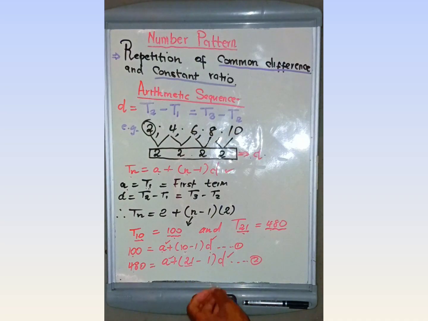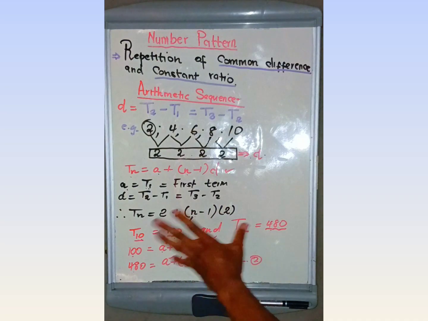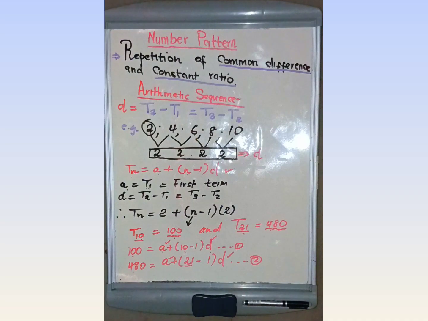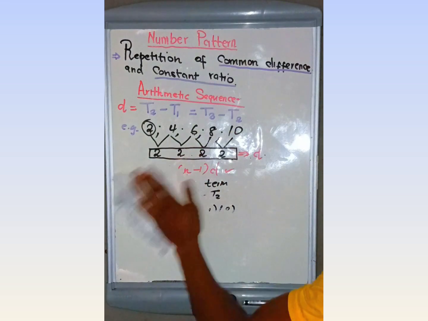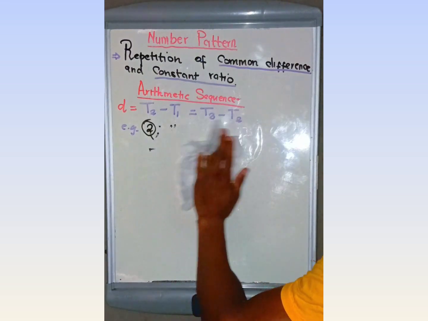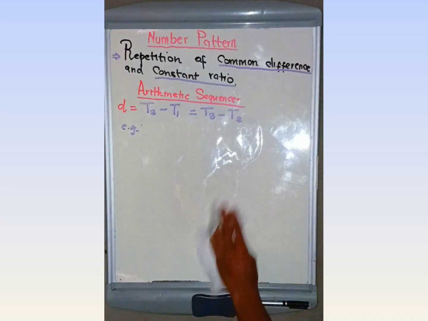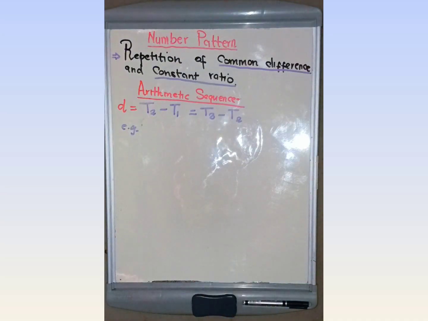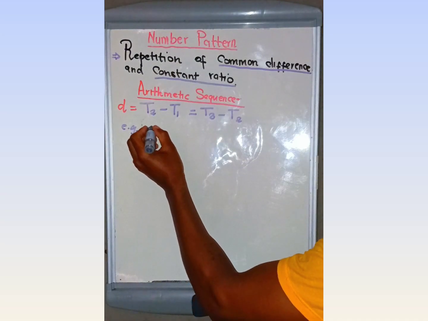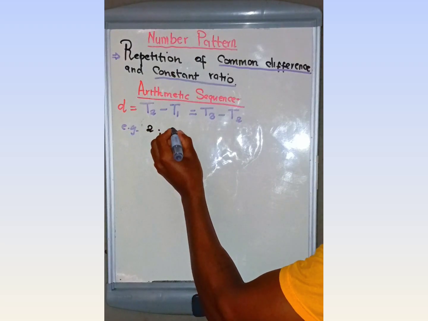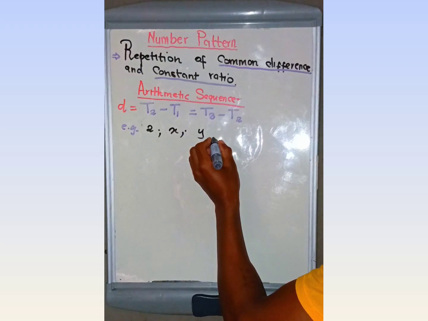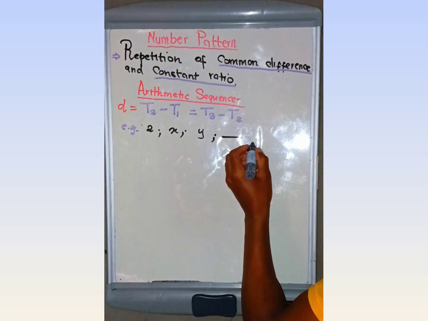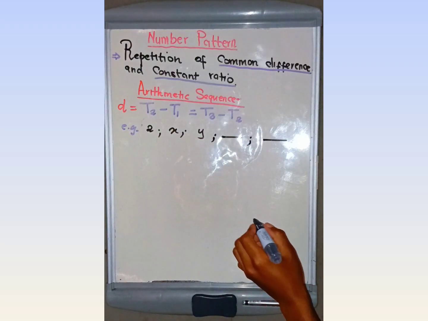Then you just pay more attention to your equations. It's very important to take note that you can also calculate an unknown variable by using the common difference formula. For example, we have an arithmetic sequence with a first term and a second term, and we have the third term in terms of x, and these terms are unknown.